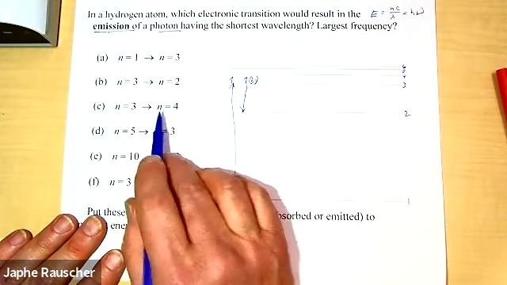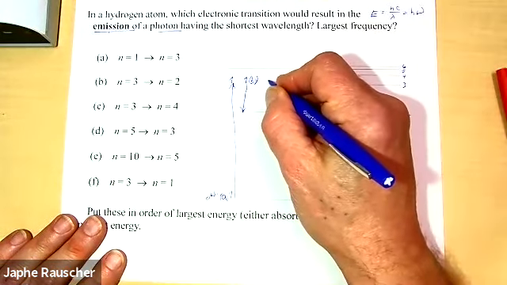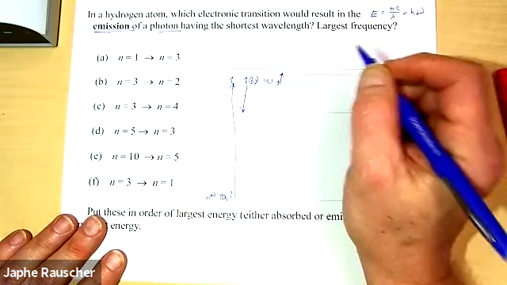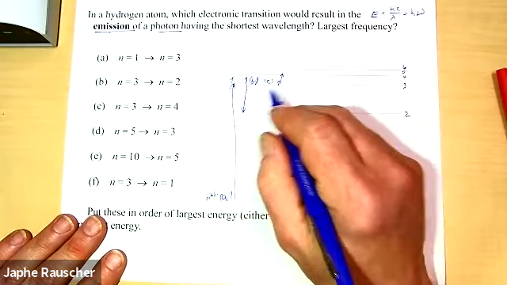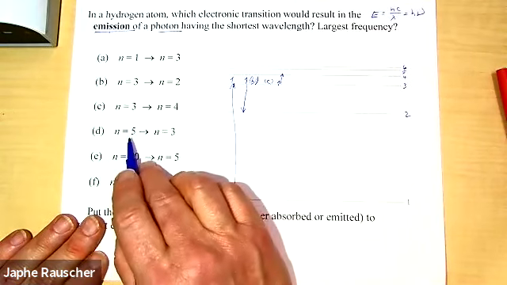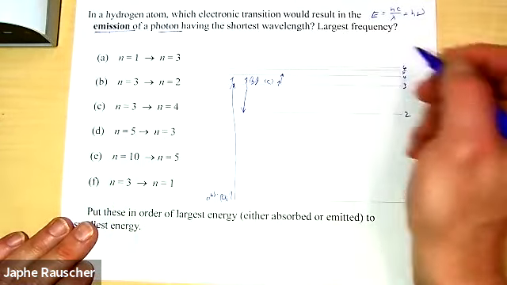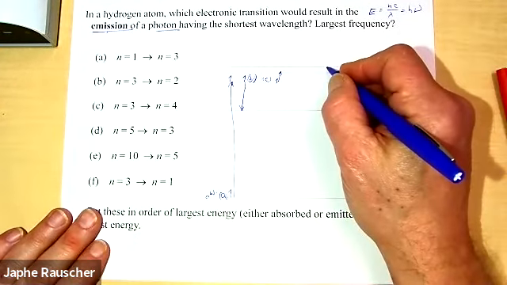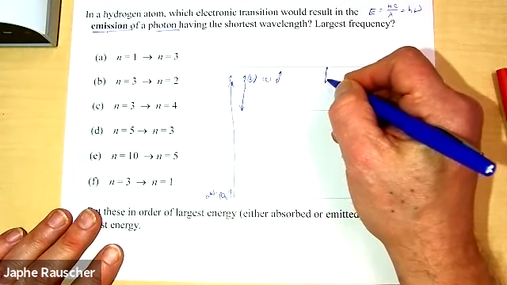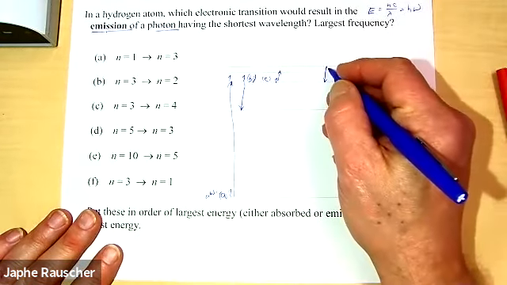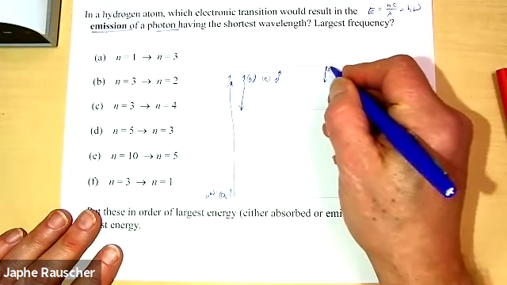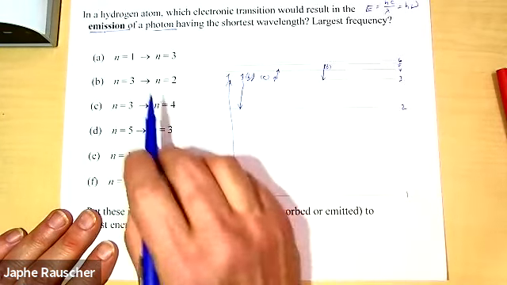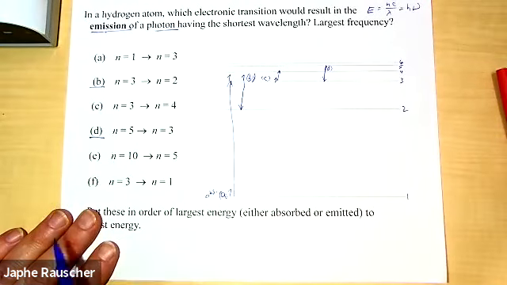The next one is from 3 to 4. So we're going from here, this is C, up to here, okay? And that is going to be an absorption, so we're not worried about that one. Next one, D, goes from 5 to 3. So we start all the way up here at 5, and we're going all the way down to 3. 1, 2, and to 3, right? So this is our D, and that is going to be an emission. So far we've got B and D are emissions.